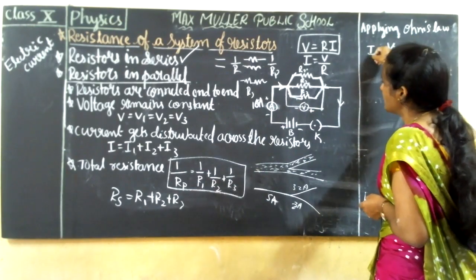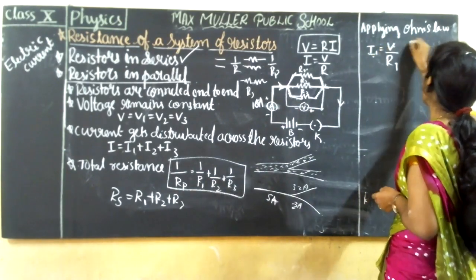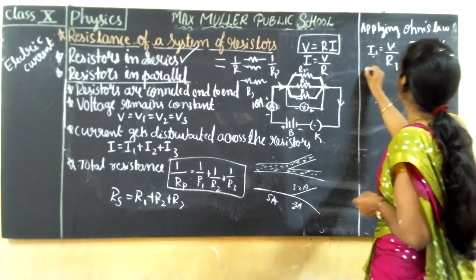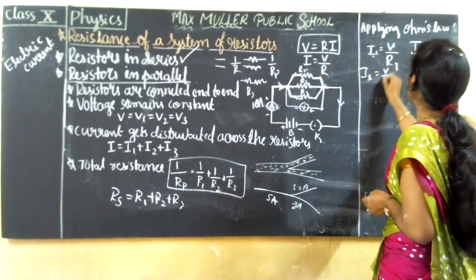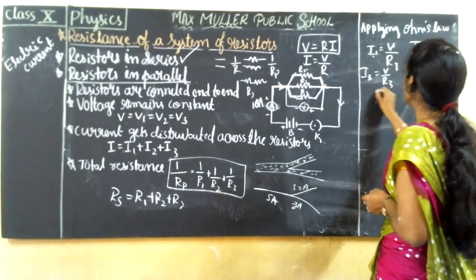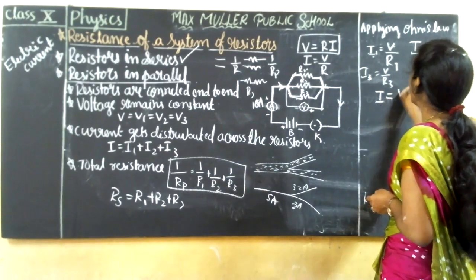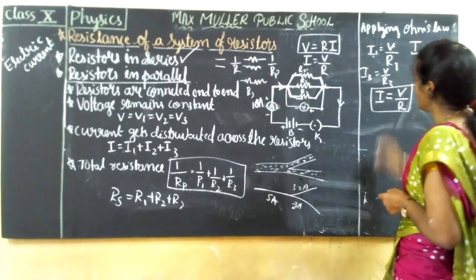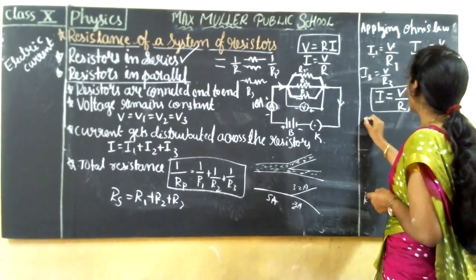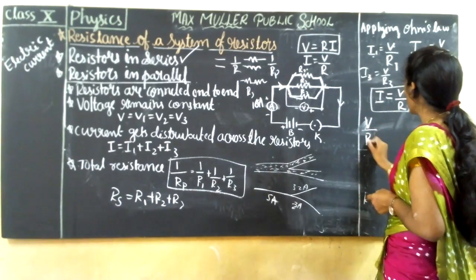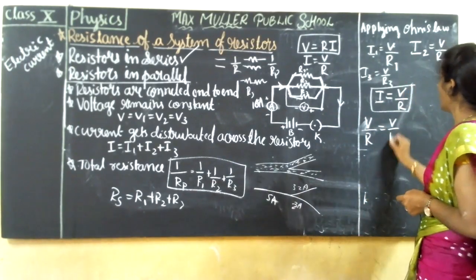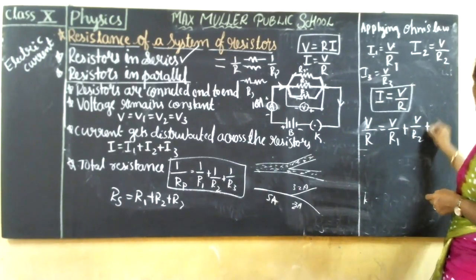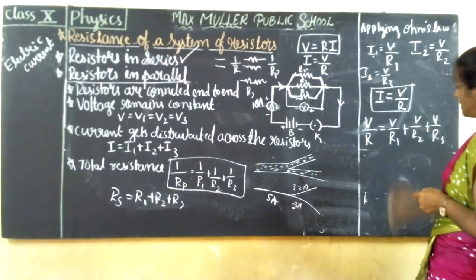So only the current gets distributed. I2 is equal to V by R2. I3 is equal to V by R3. As we know, I is equal to V by R for the total. By comparing these two, what we get here is V by R is equal to V by R1 plus V by R2 plus V by R3.